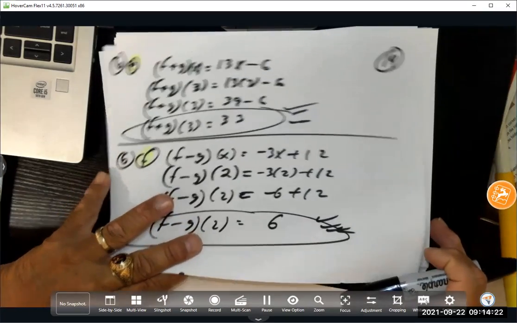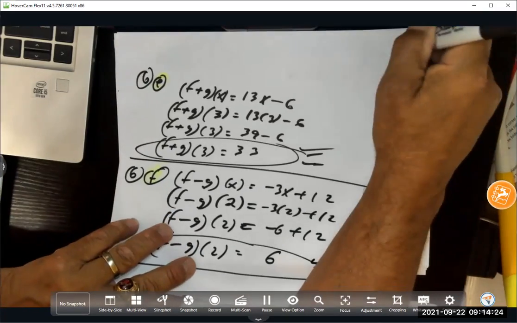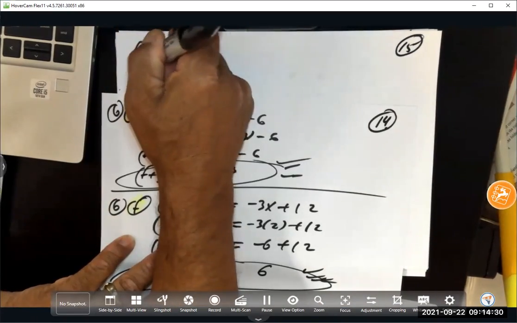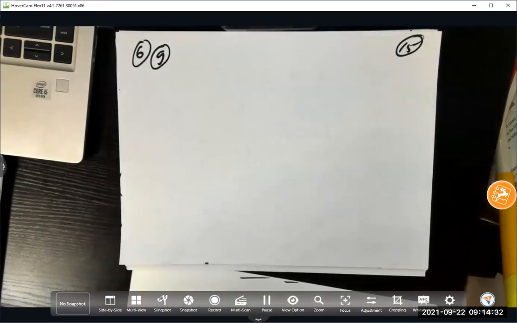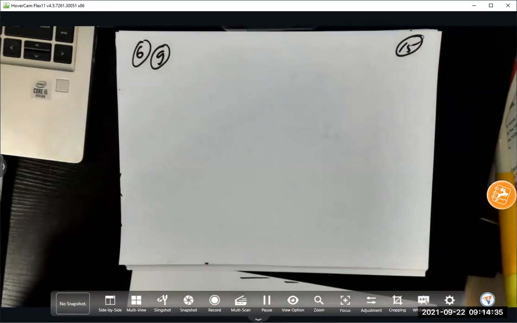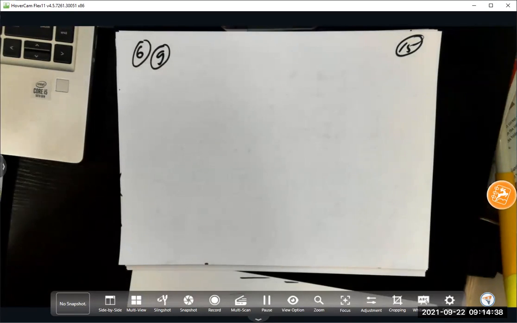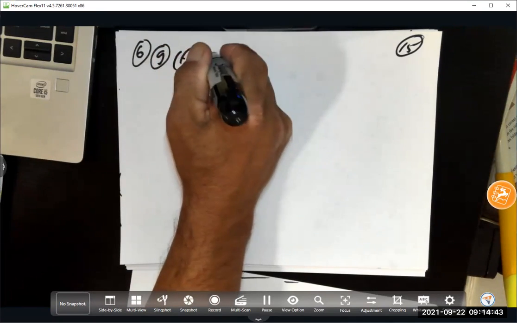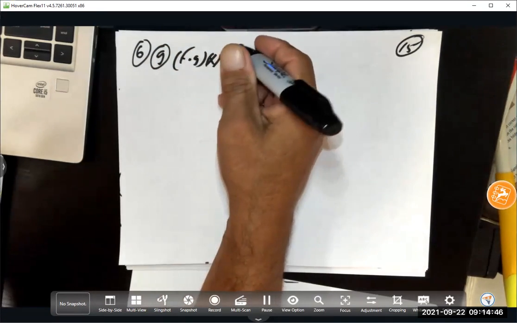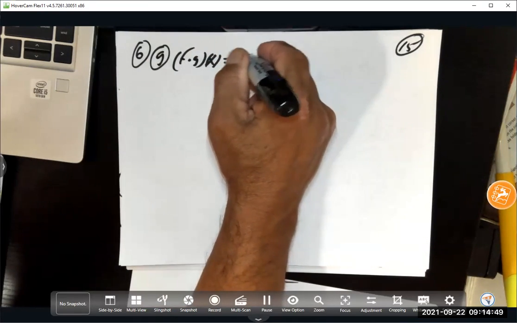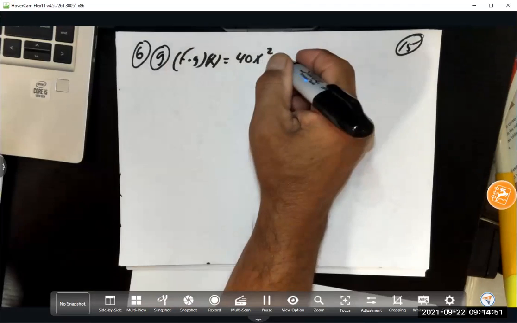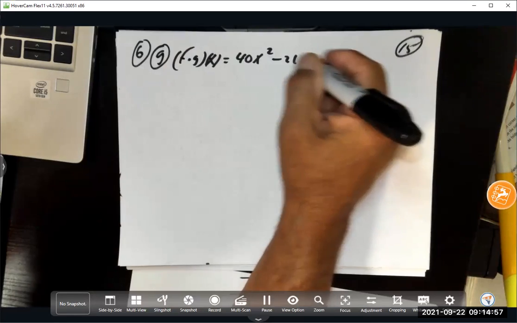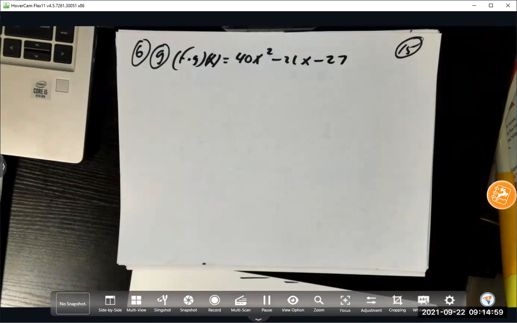All right. So it's 15, 6, E, F, G. Okay, 6G. We did it earlier. That one was F times G of X. So this one was F times G of X is 40x squared minus 21x minus 27. All right, so that's what we ended up with for that one.